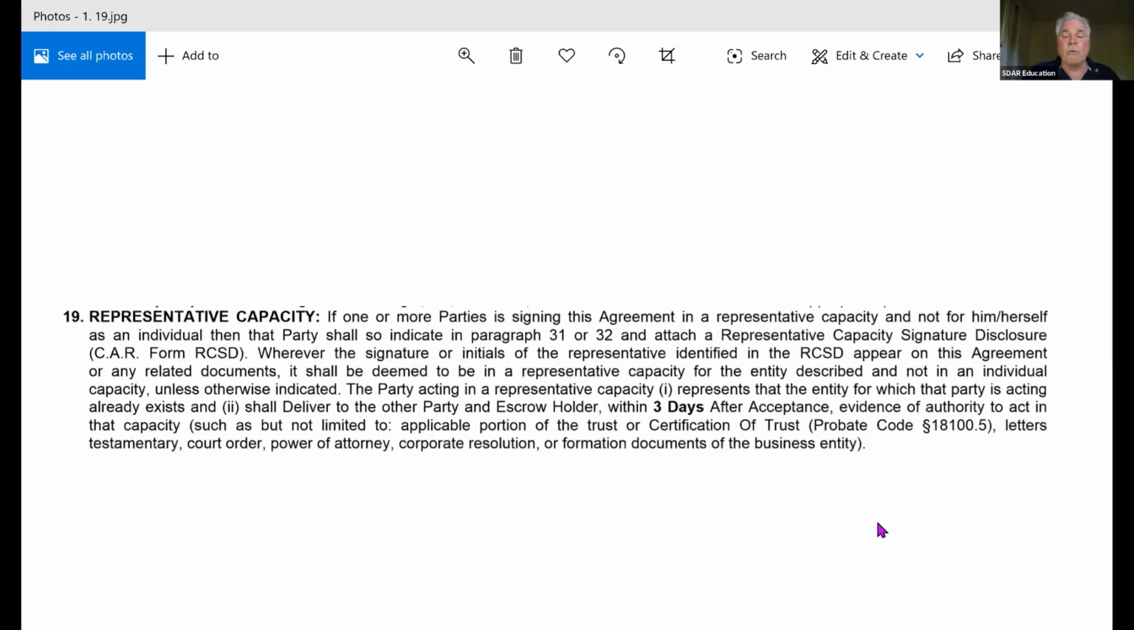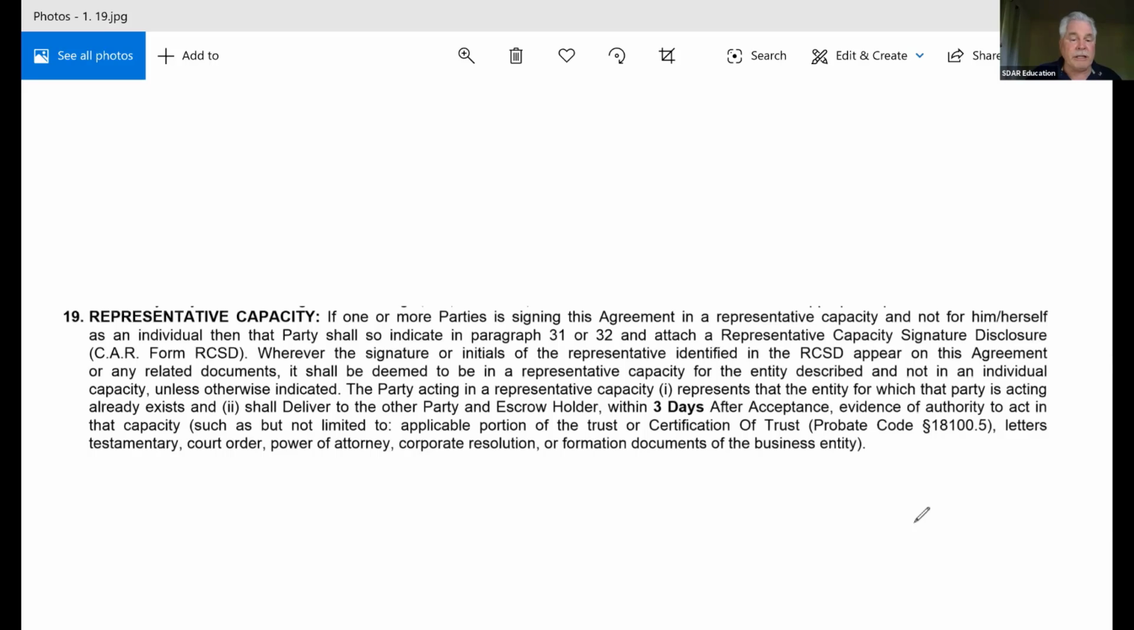So if one or more parties, and let me pull up my annotator because you know I love to annotate, is signing this agreement in a representative capacity, and that should probably be in parentheses, not for him or herself as an individual. Now, remember, if you do this, you've got to make sure that you continuously do it throughout the transaction. Don't switch back and forth between them signing individually versus them signing as a corporation. But we'll talk about that. You need to have continuous flow.